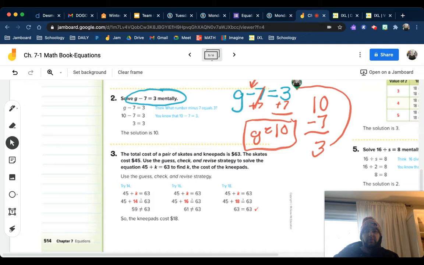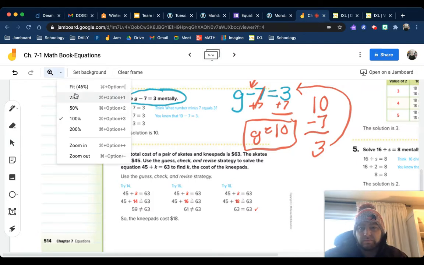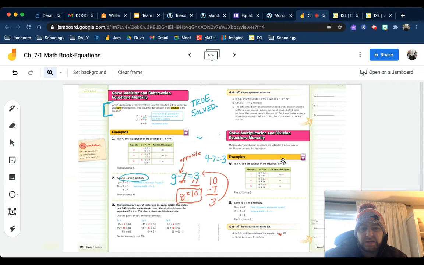So think about it before you say your answer out loud. Think, is it going to make it a positive or a negative? Is it going to maybe make it a decimal instead of a whole number if we're doing multiplication or division? Now, I'm going to zoom back out. Let's go to 50%. If you want, you can try some of these problems off to the side here, but I'm going to move to that last page now.